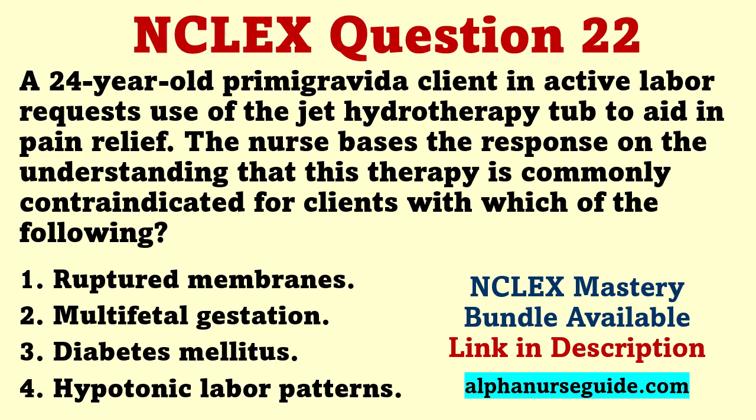A 24-year-old prima gravida client in active labor requests use of a jet hydrotherapy tub to aid in pain relief. The nurse bases a response on the understanding that this therapy is commonly contraindicated for clients with which of the following? 1. Ruptured membranes. 2. Multifetal gestation. 3. Diabetes mellitus. 4. Hypotonic labor patterns.